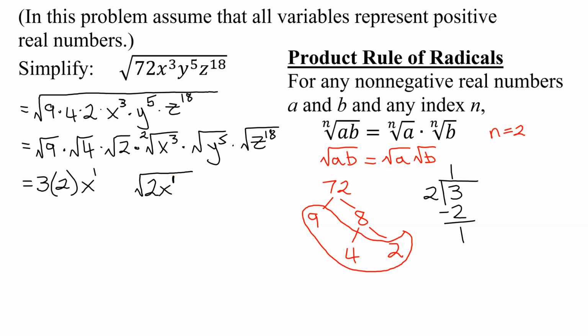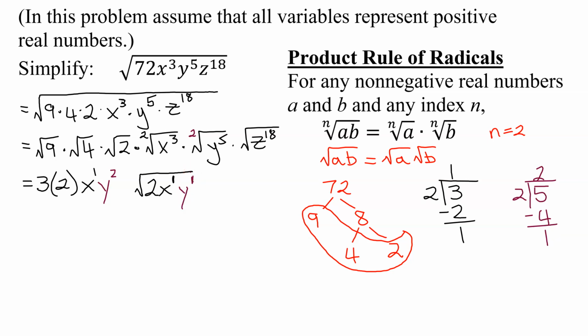Now I'm going to repeat it for my y's. Remember, I have a 2 as the index. So 2 divides into the exponent on the y's, which is a 5. 2 divides into 5 2 times. 2 times 2 is 4. Subtract, 5 minus 4 is 1. 2 is the exponent on the y outside. So I'm going to have y squared outside of the square root. And the remainder of a 1, y to the first power inside.